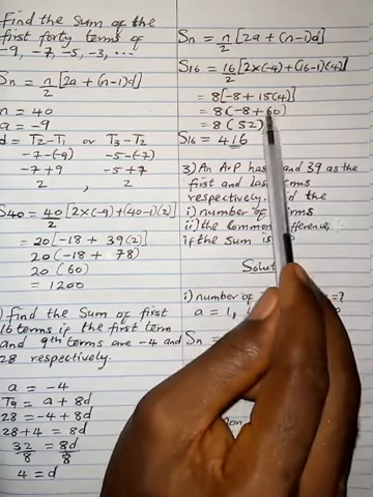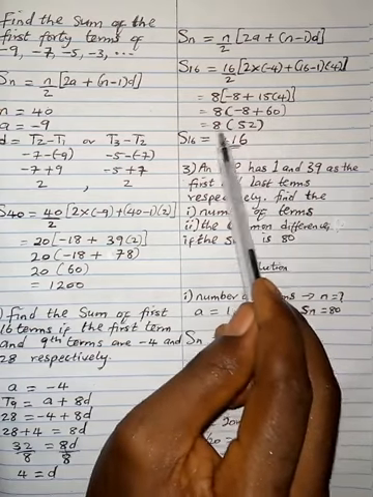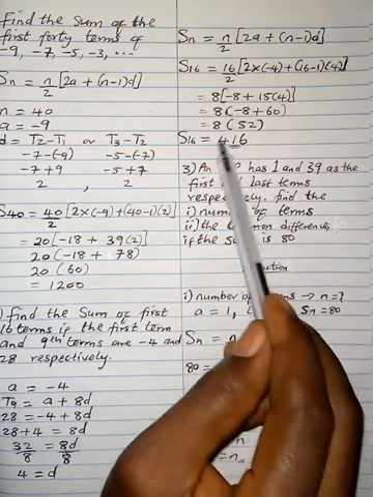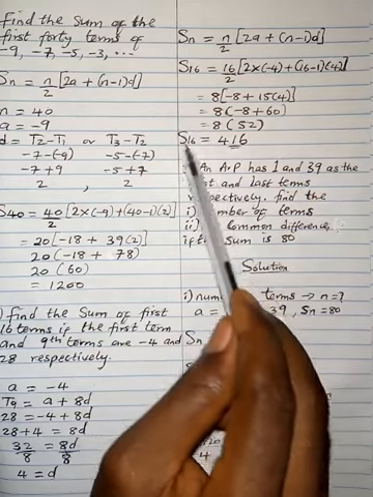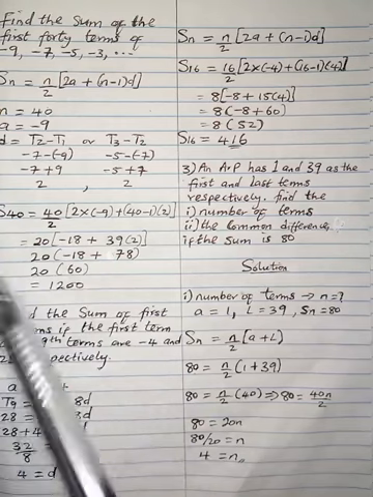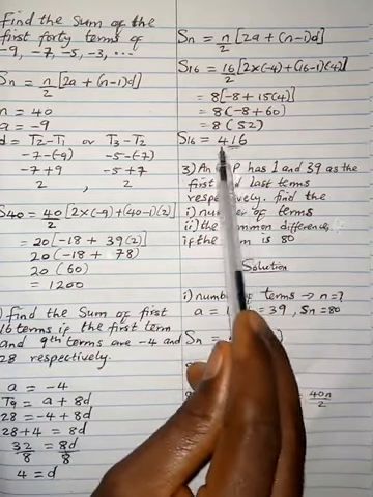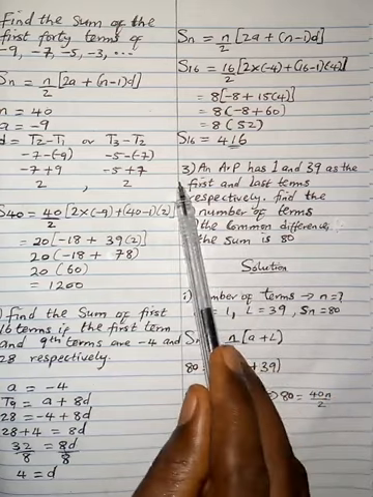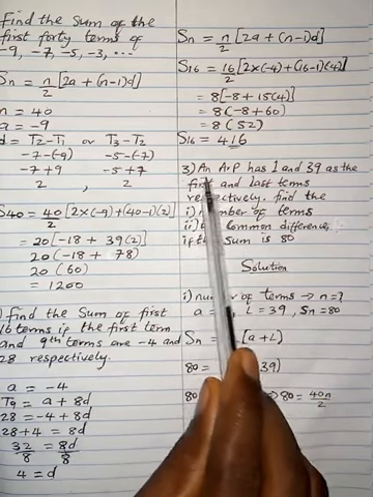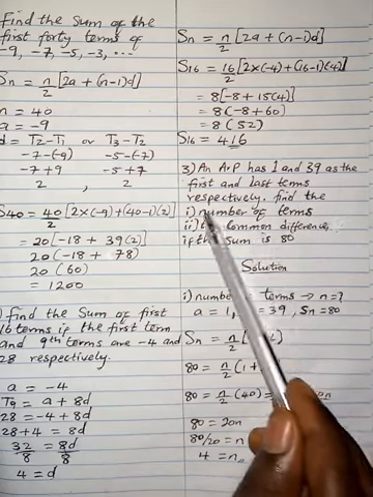Now 15 times 4 will give me 60, minus 8 plus 60 will give me 52. Now 8 times 52 will give me 416. In other words, the sum of the 16 terms will be 416. That is, if you keep adding all the terms from the 1st to the 16th, it will give us 416.